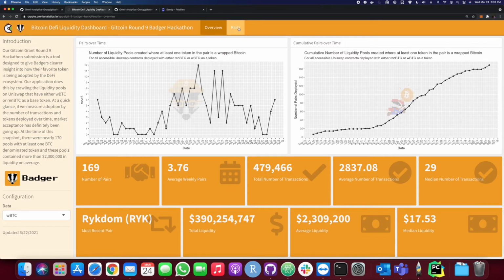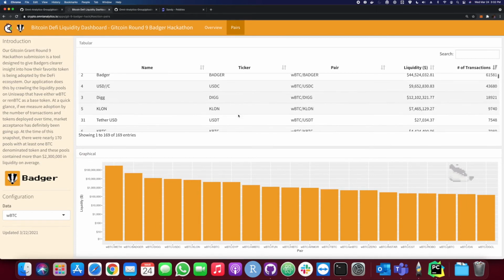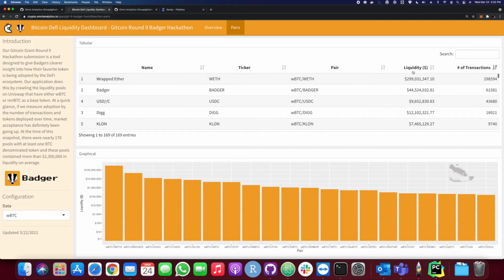We now move into the Pairs tab. The Pairs tab essentially gives you a look at the raw data that we're working with, starting with a scrollable table where you can see the different pairs, the amount of liquidity, and the number of transactions. And of course, you can sort and filter as necessary.